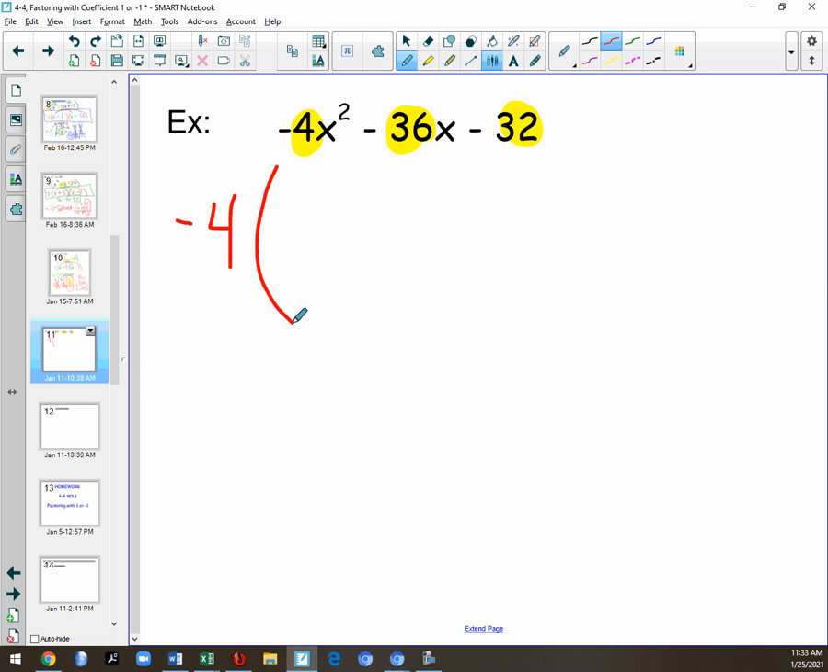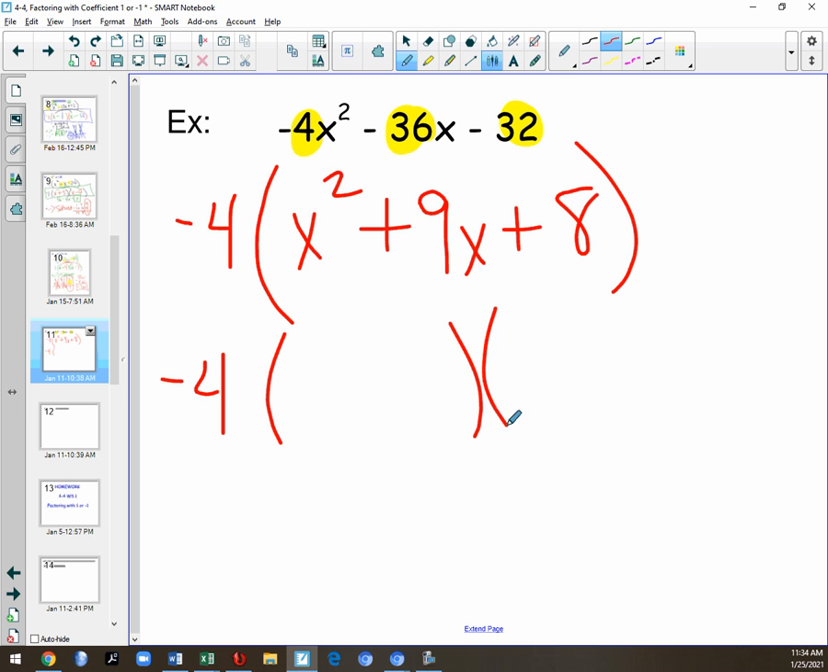So what is -4 divided by -4? Positive x squared. -36 divided by -4 is positive 9x. -32 divided by -4 is positive 8. So again, we're going to put this into 2 binomials. First thing I'm going to do is I'm going to break down this x squared term. So how do I do that? That's going to be an x and an x.